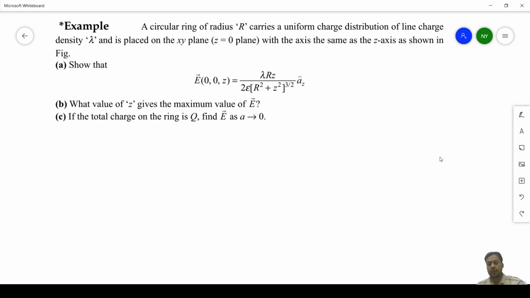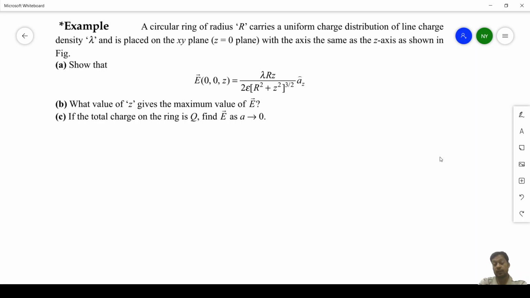In the previous class we discussed the electric field due to continuous charge distribution, and we derived the conditions for the line charge distribution for a wire of finite length, and then we simplified the equation for an infinite length of wire carrying a charge density rho L or lambda. So now we will take an example related to this continuous charge distribution.